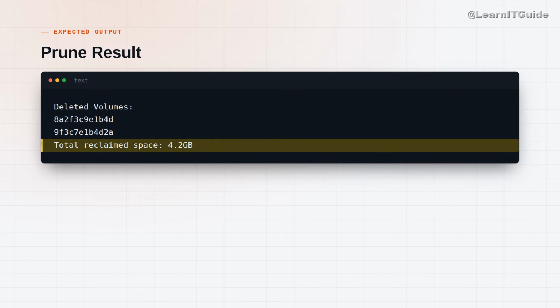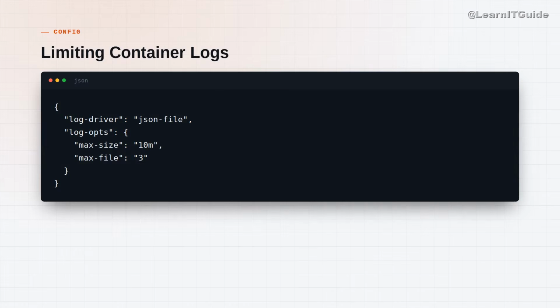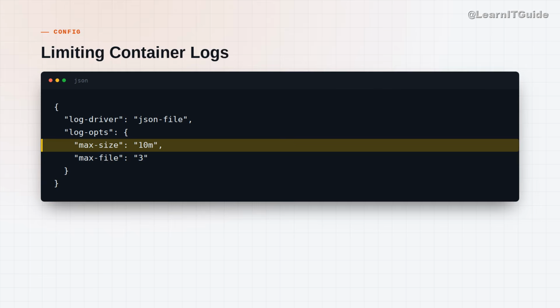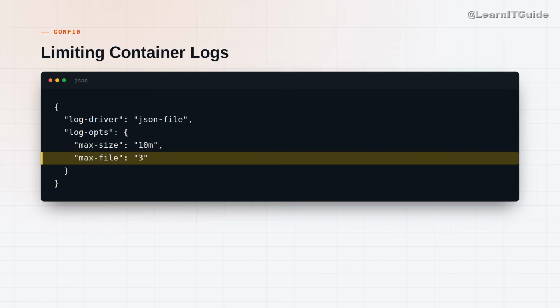If you see 0 bytes reclaimed, it means your volumes are either currently in use or you do not have any orphaned volumes. Now, for the most common mistake, log file bloat. By default, Docker logs can grow until they consume your entire disk. Create or edit the daemon.json configuration file in the Docker directory. Set the max-size to 10 megabytes and the max-file count to 3. This ensures each container only keeps 30 megabytes of logs total.